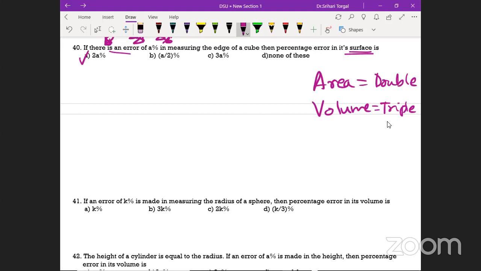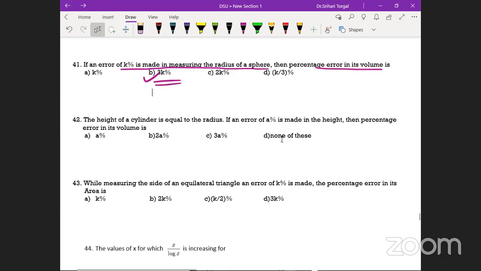Now tell me here. Error of K% is made in the radius of the sphere. Percentage error in the volume. What is that? 3. Option B is the right answer. Very simple. Now, the height of a cylinder is equal to its radius. In case of a cylinder, you will get a maximum volume when height is equal to diameter. If an error of A% is made in the height, the percentage error in the volume is, because it is volume, option C is the right answer.